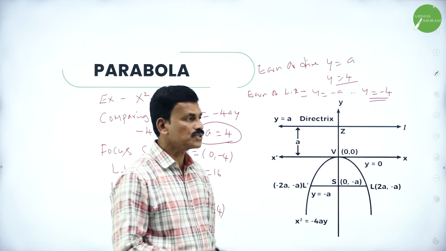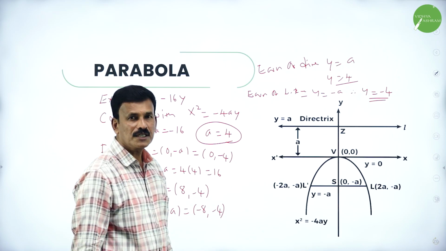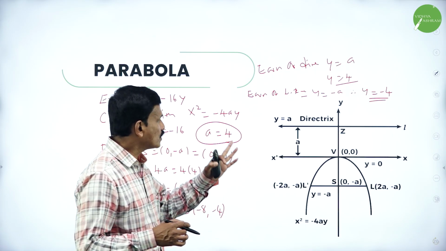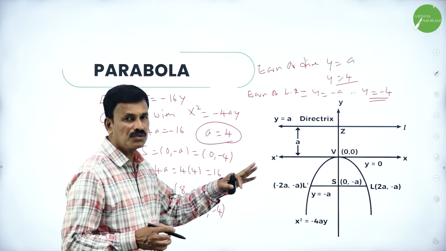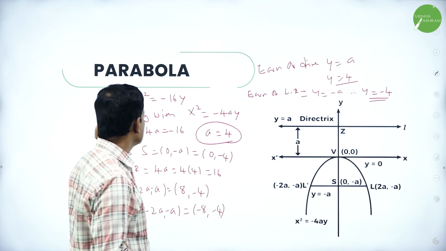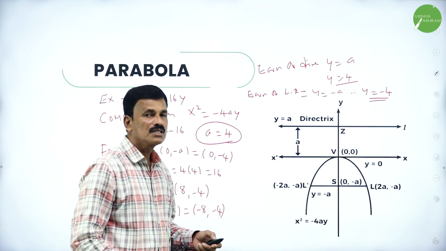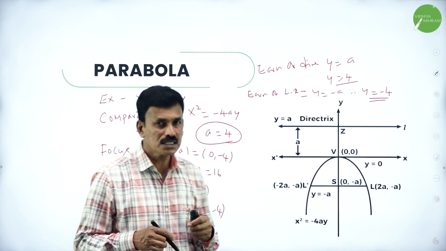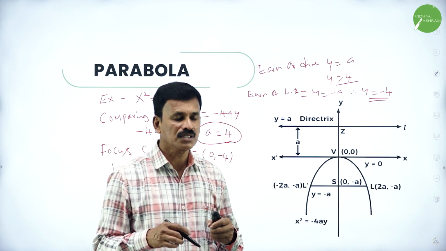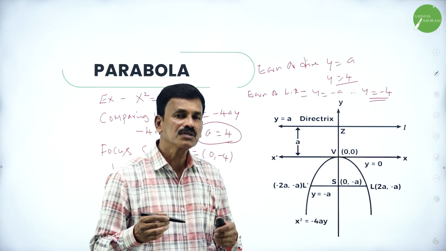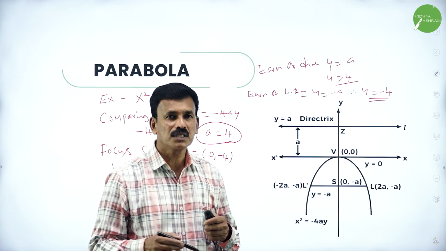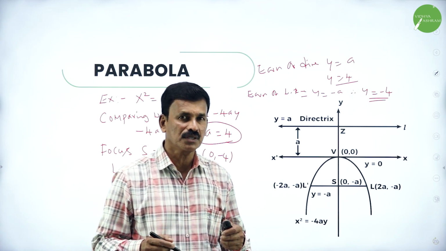This is an example for a parabola which is opening downwards, that is of the form x square is equal to minus 16y. Once you know the points, you can easily solve the problems depending upon the axis of the parabola, okay.